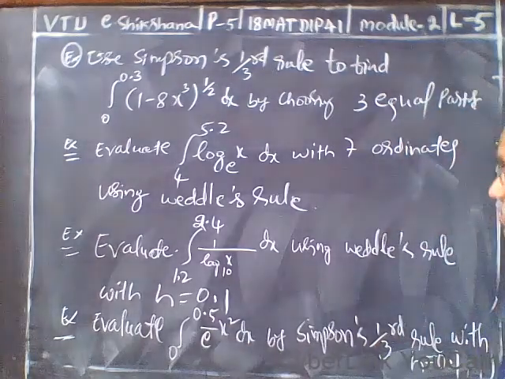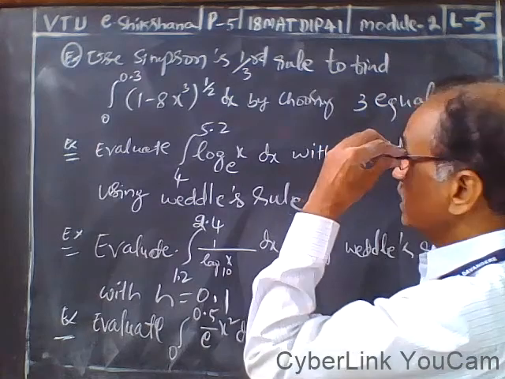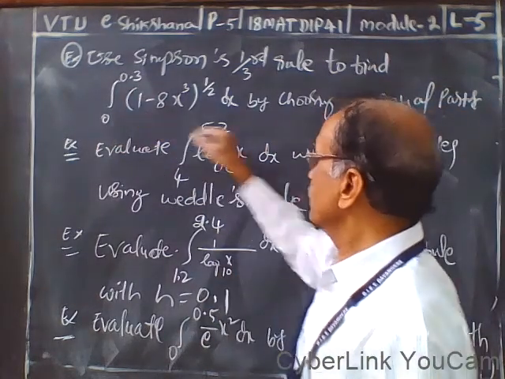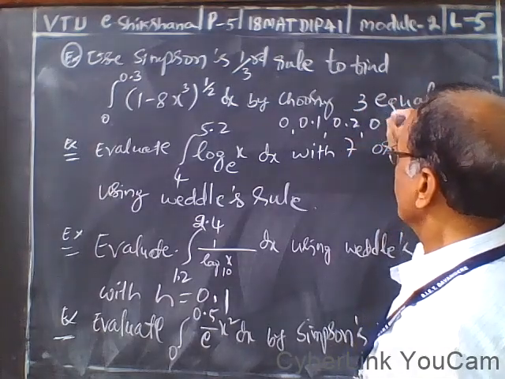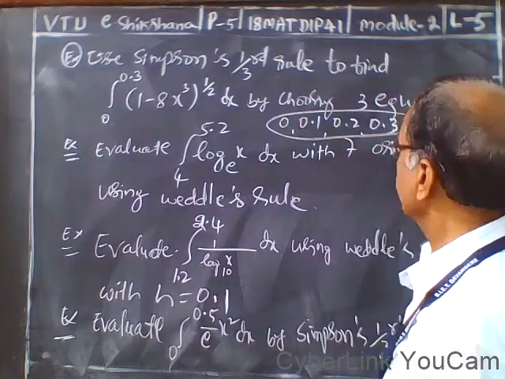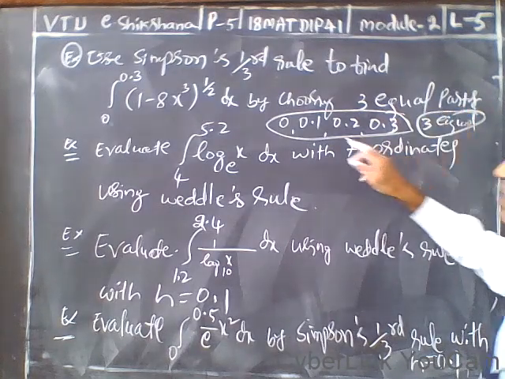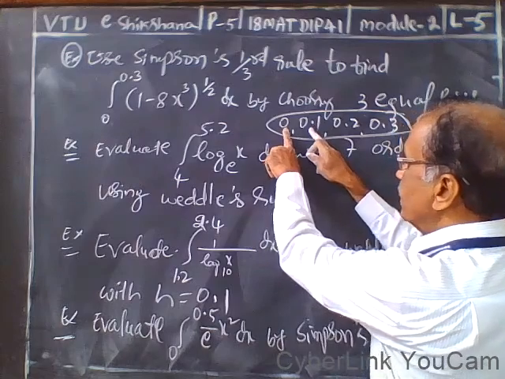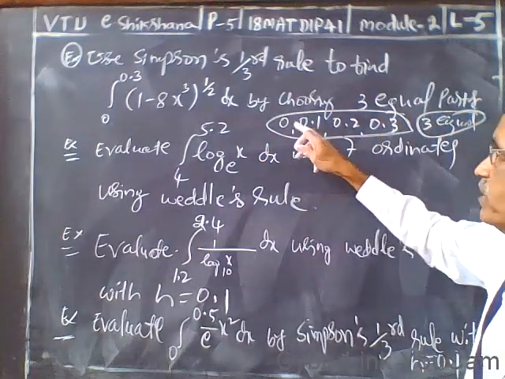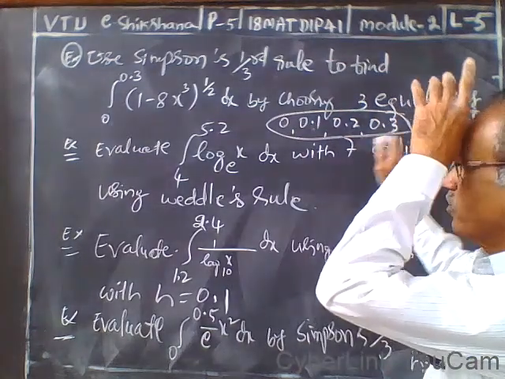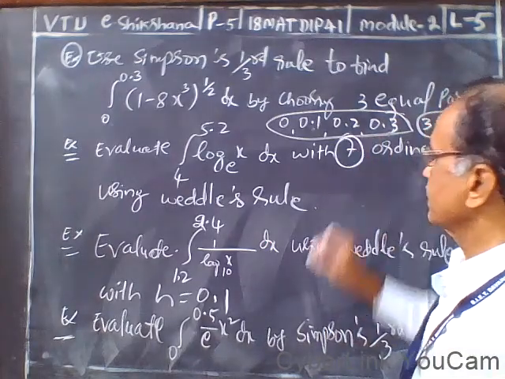In all these problems you can notice, in this problem Simpson's 1/3 rule with 3 equal parts. Three equal parts means you can write 0, 0.1, 0.2, 0.3. So this gives 3 equal parts, each between two points, but the number of ordinates will be 4: 1, 2, 3, 4. And in Weddle's rule here, this is 7 ordinates.